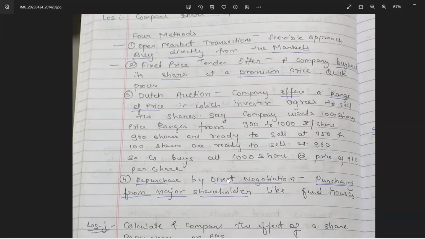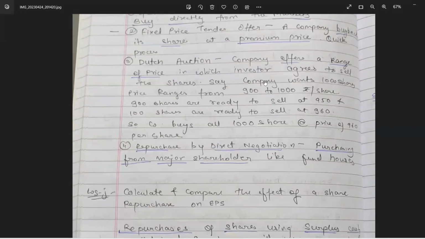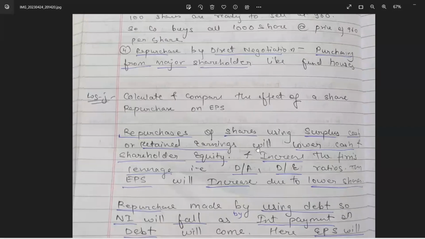So the next one is repurchase by direct negotiation. Suppose there is an institutional investor who has a good amount of shares, say 2 or 3% of the company's shares. The company will directly negotiate with them and offer a certain price so that they can directly buy back their shares. So it is purchasing from major shareholders like fund houses or HNIs, that is, high net worth individuals.